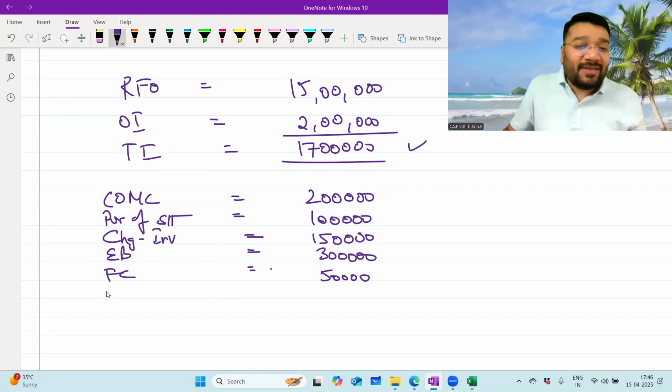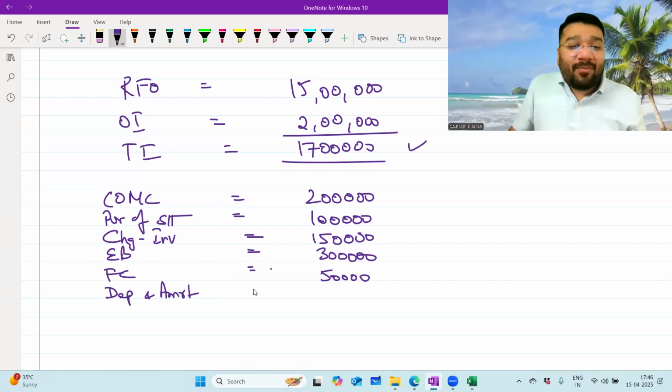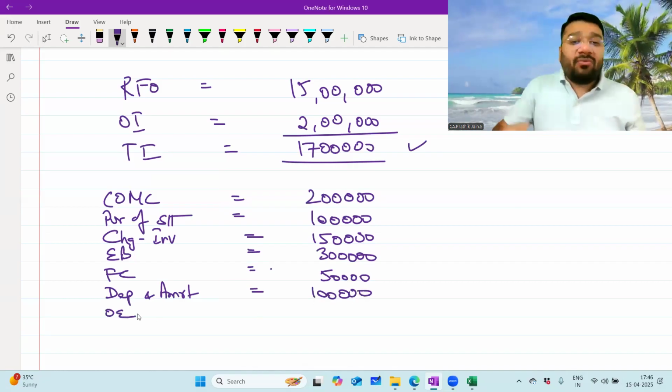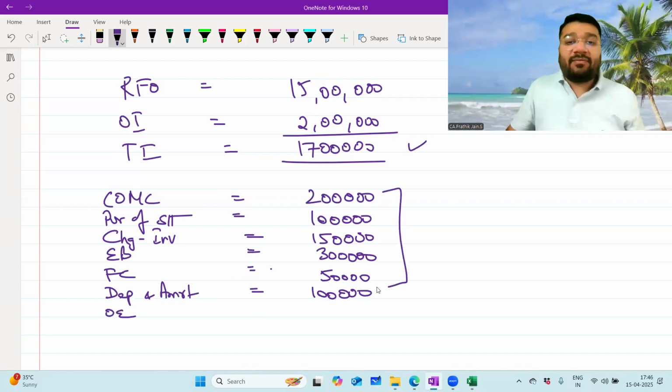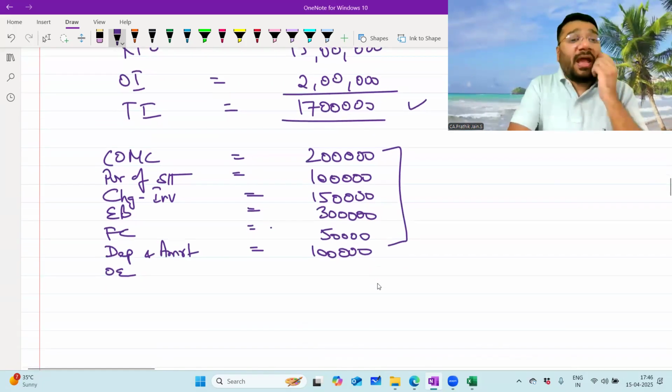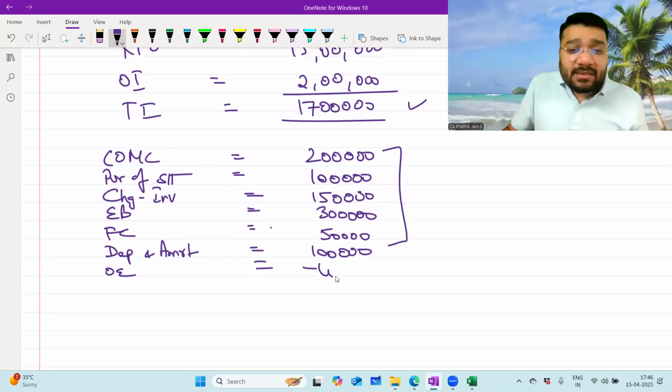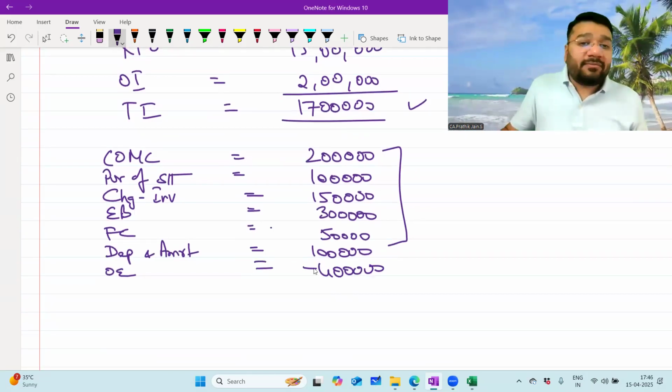50,000 looks decent. Then 10 lakhs amount. Depreciation, amortization 1 lakh. Now, how much is all this put together? Tell me. 9. 17 minus 9 is how much? 8 lakhs. So other expenses 4 lakh.